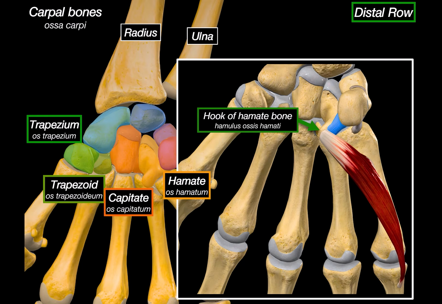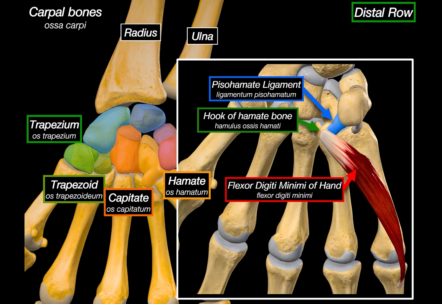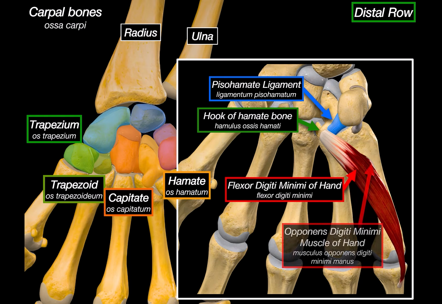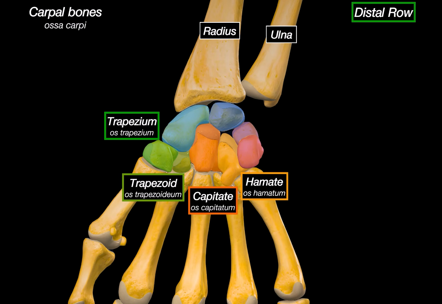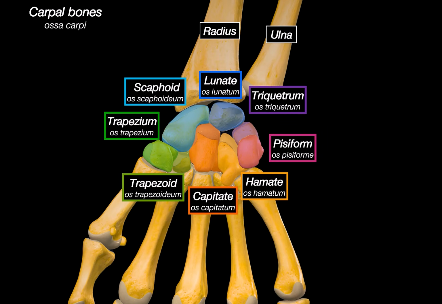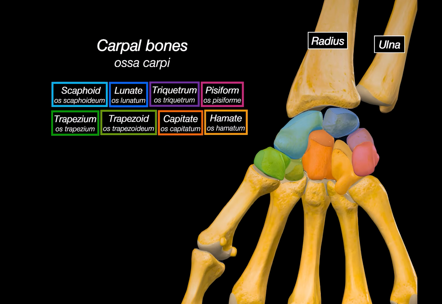It projects anteriorly and it serves as an important attachment site for things like the pisohamate ligament, and is also the origin point for both the flexor digiti minimi and the opponens digiti minimi muscles. So that was the distal row: trapezium, trapezoid, capitate, and hamate. And together with the proximal row, that completes all 8 carpal bones.